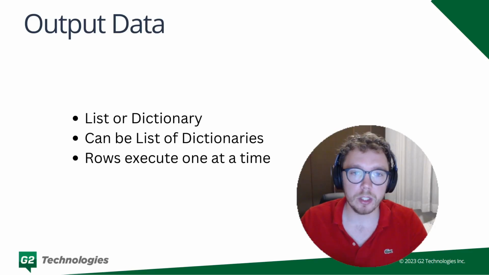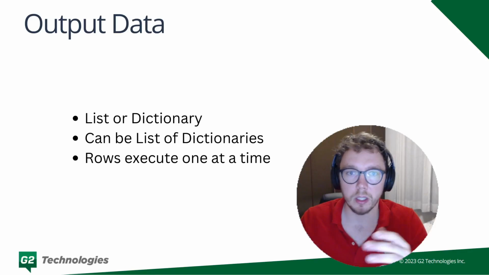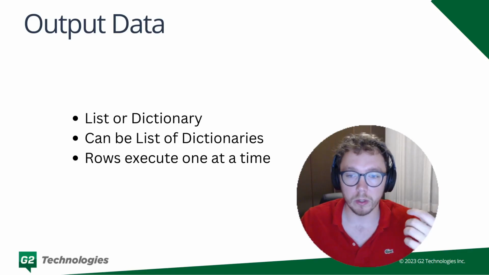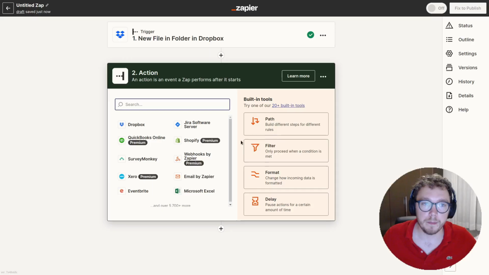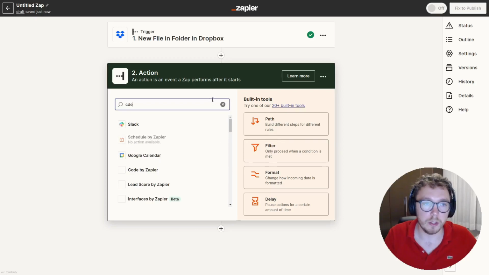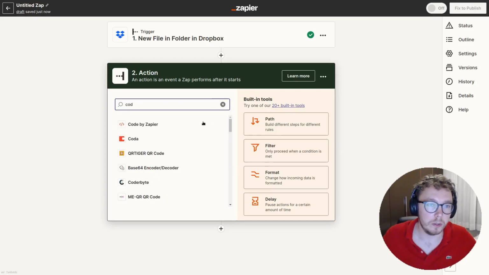In terms of dictionaries, they are keys or fields, like a column name, like name. Now we have a value. We'll be combining those to use the code action. Now that you have a better understanding of how the code action works, let's add the Code by Zapier.